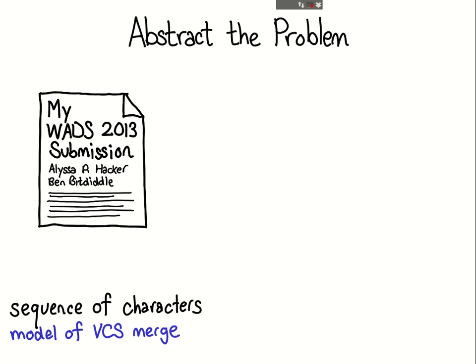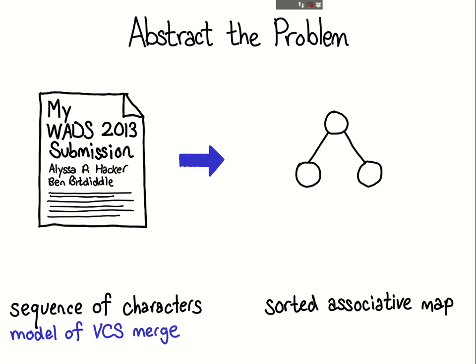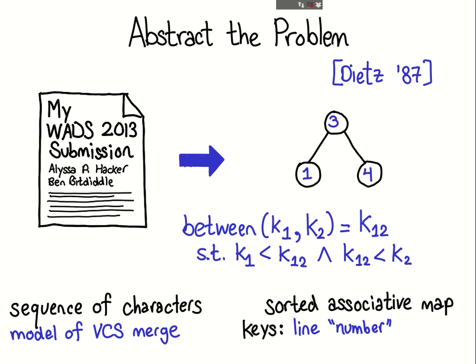We have a sequence of characters, which is the model of traditional version control system merge, and now we are going to convert it into a sorted associative map. A sorted associative map has keys and values. The keys can correspond roughly to line numbers. Now, they're not really line numbers because the third line of a document does not have to be stored at key 3. Instead, they just have the property that if I have two line pseudo-numbers, I can take them and produce a new line number which is between them. This kind of data structure is well known, and we know how to do it in constant time.